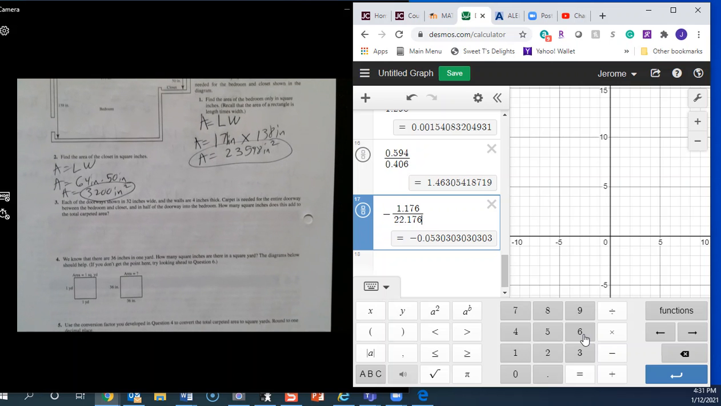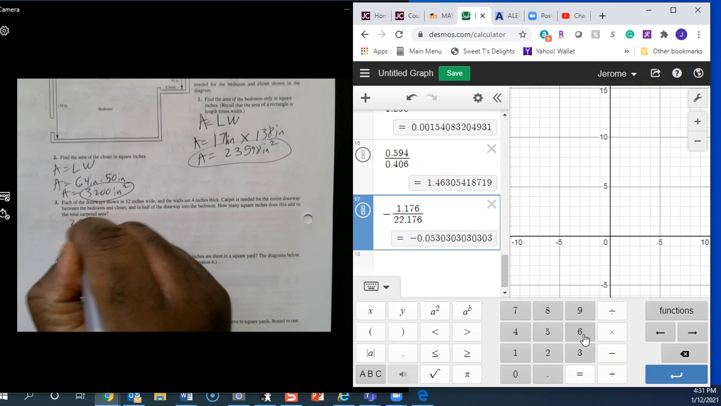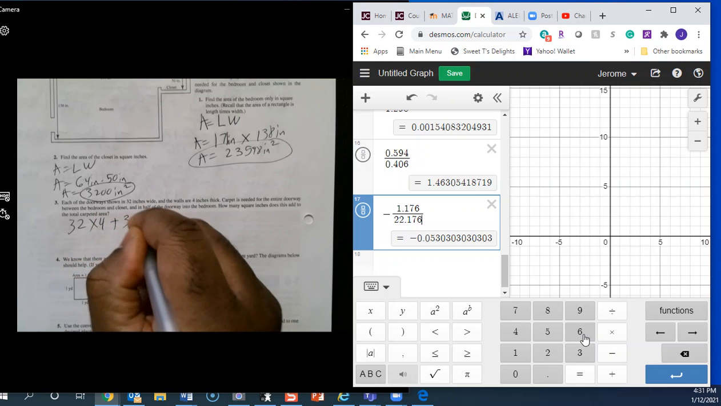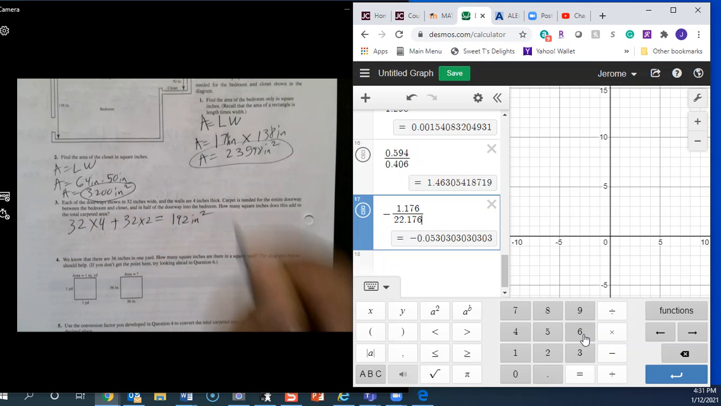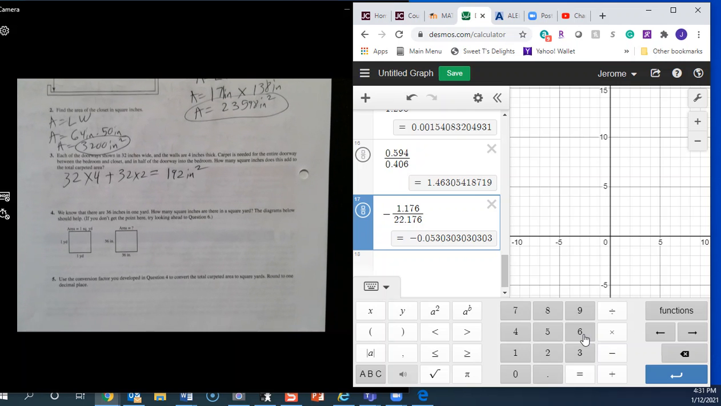Now number 3, it says each of the doorways shown is 32 inches wide and the walls are 4 inches thick. Carpet is needed for the entire doorway between the bedroom and closet, and a half of the doorway into the bedroom. How many square inches does this add to the total carpeted area? Okay, so we would take 32 times 4 plus 32 times 2, and that would give us 192 square inches. That's how much is added to the total carpeted area.